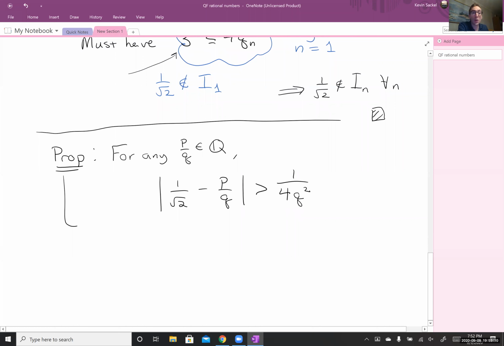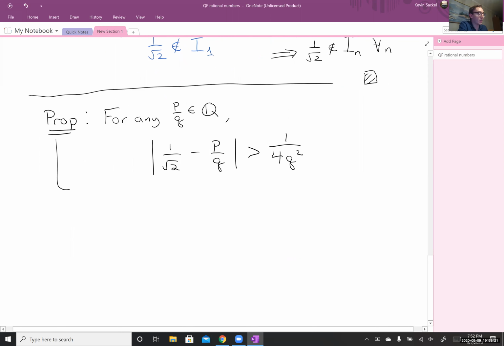Really, it's something intrinsic to the rational number itself. I write it as p over q, and I get some bound. I get that this approximation is bad in a sense, which is in terms of q squared. So in some sense, this is a result saying that 1 over root 2 is not well approximated by rational numbers.